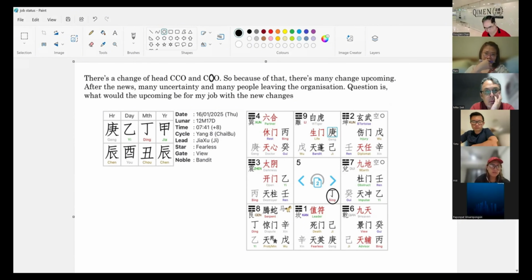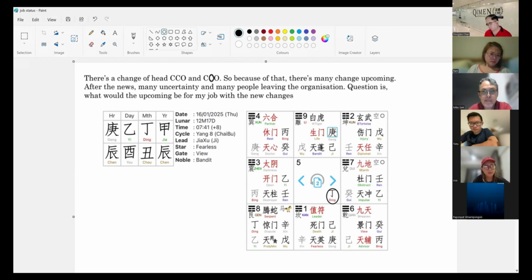This is a multi-million dollar industry. The guy who has worked there for more than 15 years is feeling the challenge. A lot of people have left, and he's also very concerned. What is his job status? Now she's asking, what will be the upcoming for my job with the new changes of the new organization with the CCO and the COO?